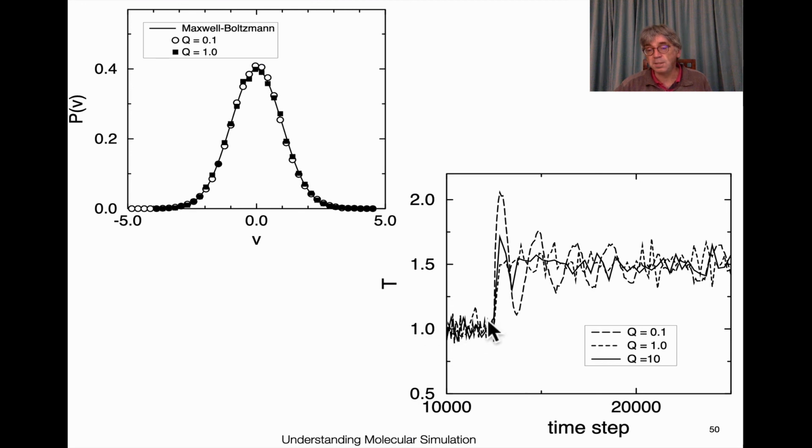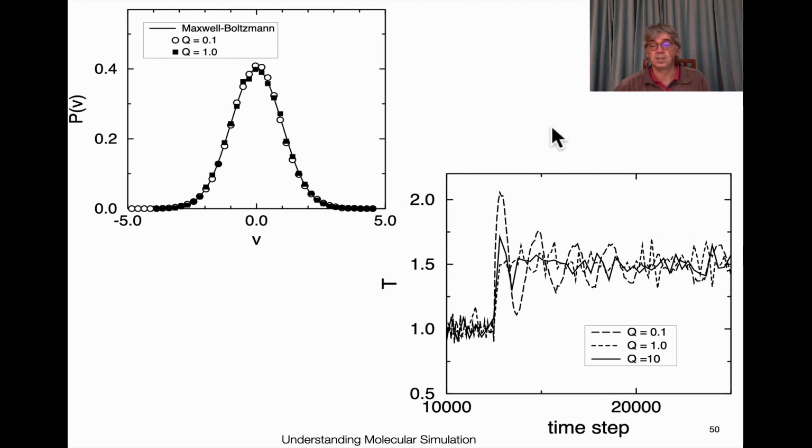So here I did a simulation at the temperature T is 1, and then at this time step I switched that, I set the target temperature to 1.5. And then you see if the mass is relatively small, you get this large overshoot and the system responds very quickly. And here, if the mass is very high, you get a much more moderated response. But in the end, you see the fluctuations are the same. The end result does not depend on it. As you see here, this is a measure of these fluctuations.